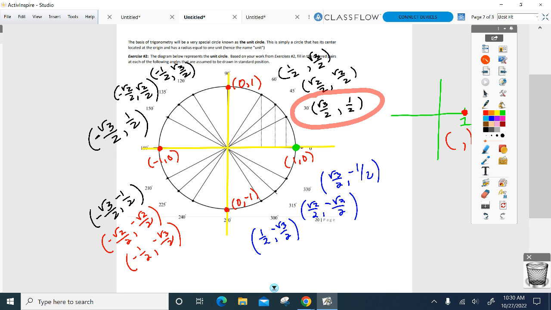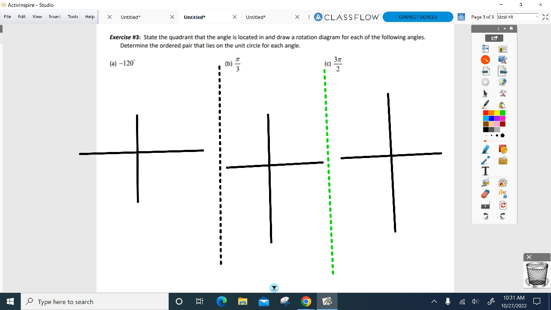30, radical 3 over 2, 1/2. Because when we flip the page, it's okay if you do, but I'm going to hold you to not going back to the unit circle and looking at it. Okay? Radical 3 over 2, 1/2, that's 30 degrees. If you got to flip back, you flip back. I'm going to try to make sure you guys aren't dependent on it, though. Here we go. Let's do this.